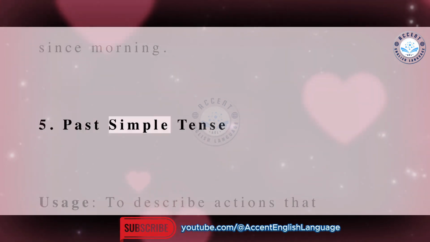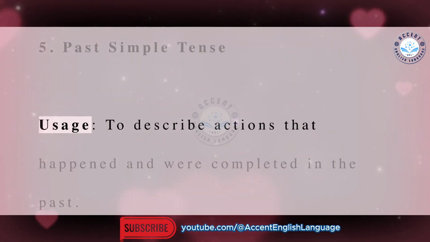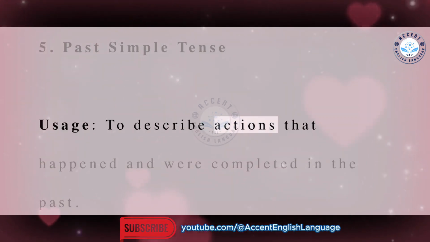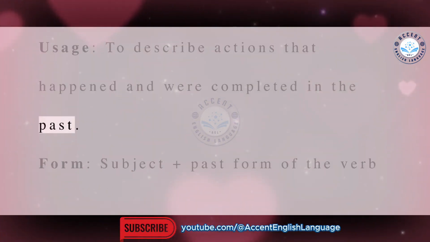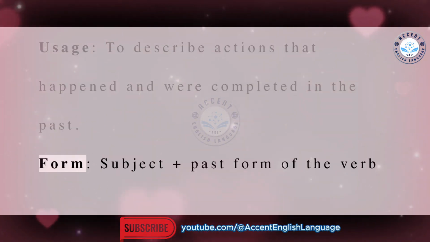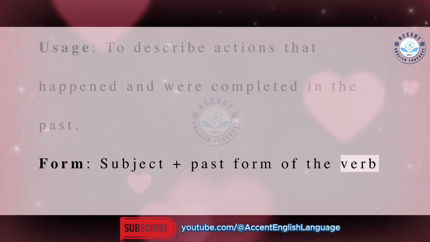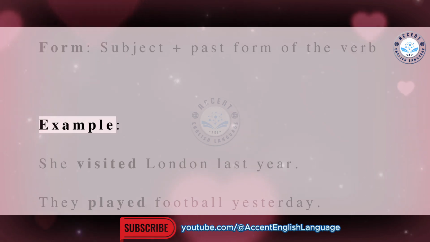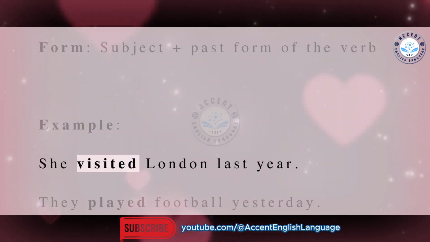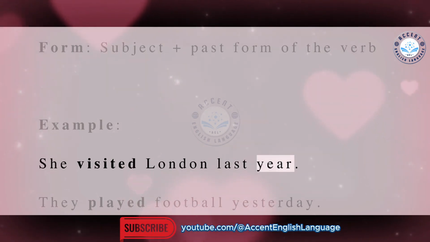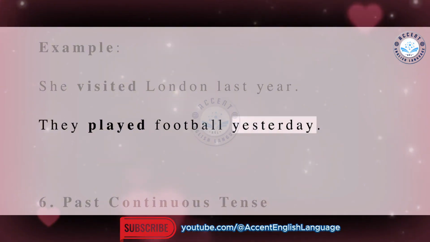5. Past simple tense. Usage: to describe actions that happened and were completed in the past. Form: subject plus past form of the verb. Example: She visited London last year. They played football yesterday.